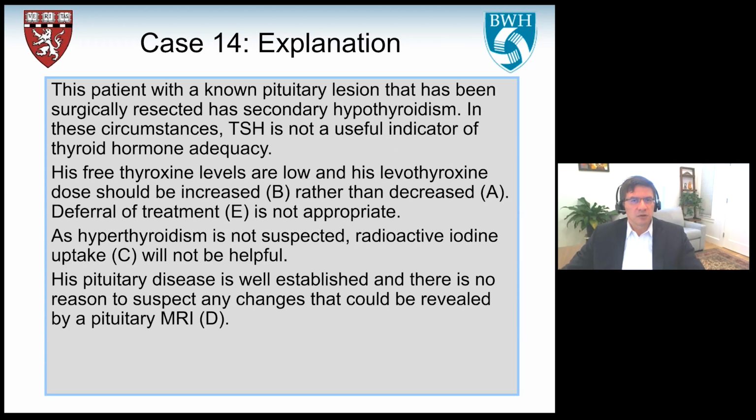This patient with a known pituitary lesion that has been surgically resected has secondary hypothyroidism. In these circumstances, TSH is not a useful indicator for thyroid hormone adequacy. His free thyroxine level is low, and his levothyroxine dose should be increased rather than decreased. Deferral treatment is not appropriate. As hyperthyroidism is not suspected, radioactive iodine uptake will not be useful. His pituitary disease is well established, and there is no reason to suspect any change that would be revealed by a pituitary MRI.